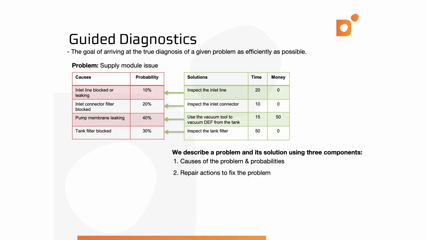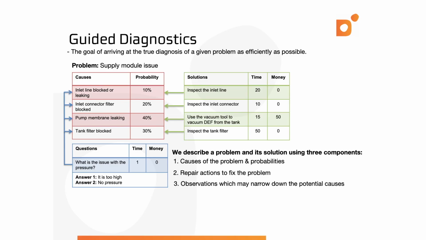Next step, we identify the solutions, the actions to take, and they're linked up to their respective causes. But we also see two columns, one being time, another being money. Because as we talked about, we need to take into account all of these parameters, otherwise we cannot talk about efficiency. Lastly, questions. We need information.